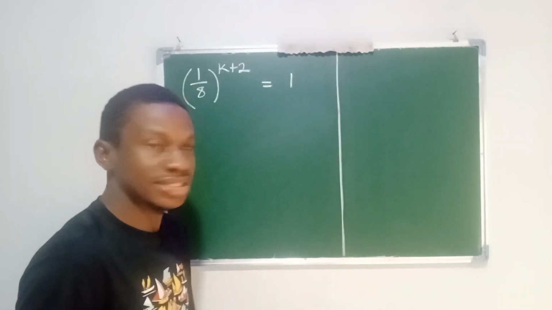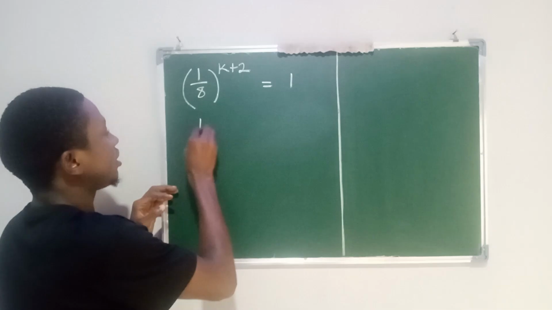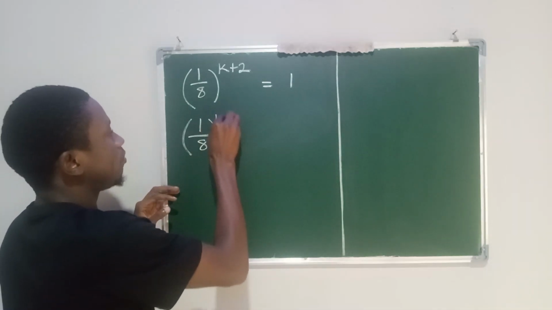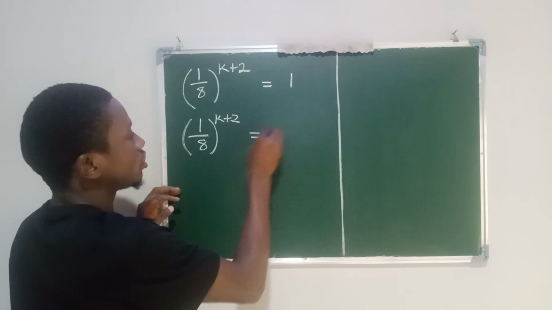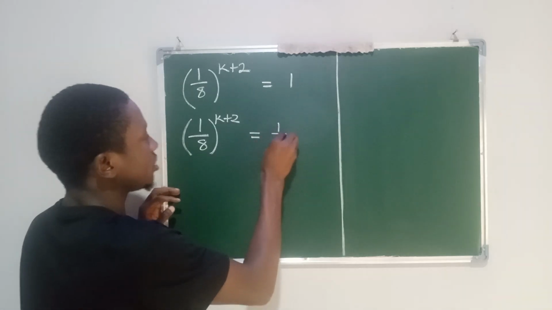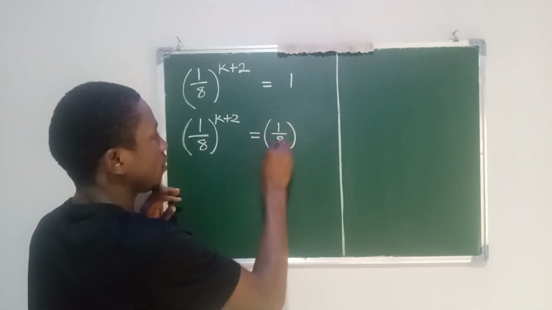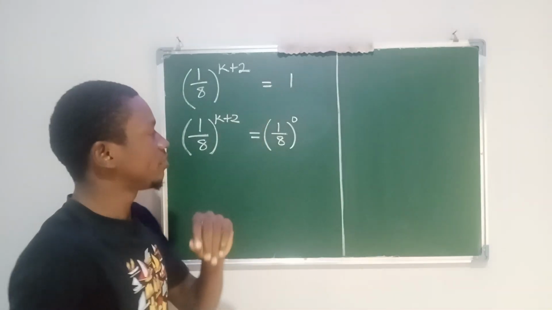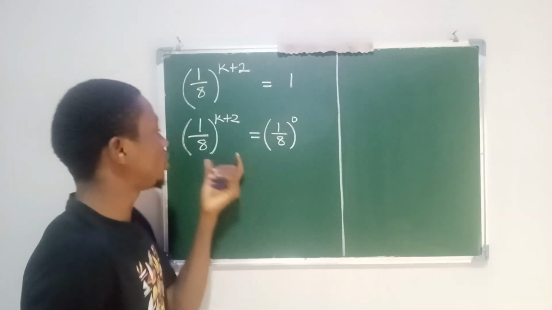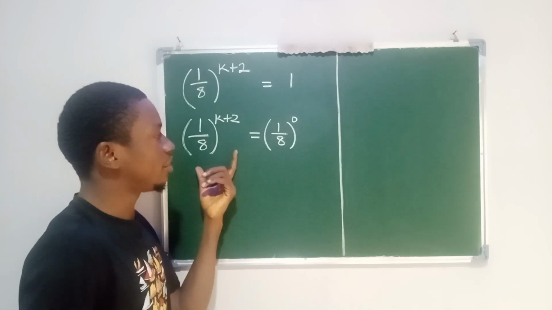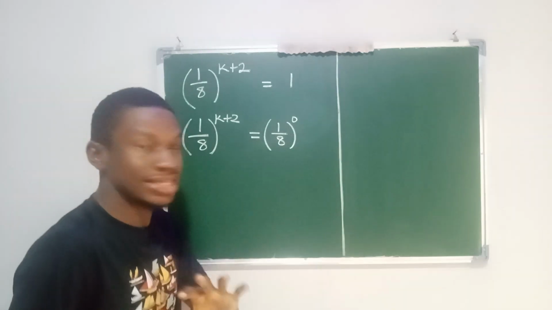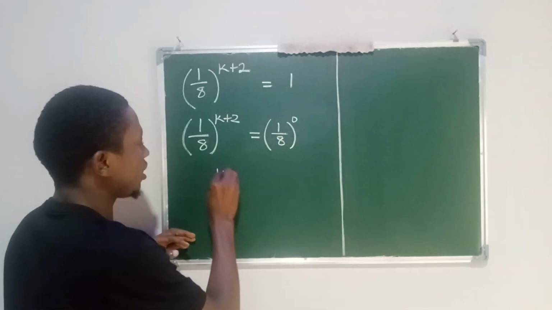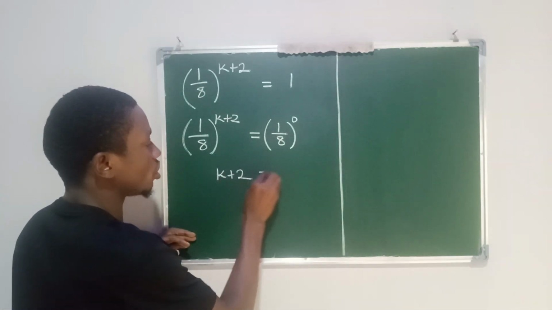So let's rewrite the equation, and then we have (1/8)^(k+2) = (1/8)^0. So this equation is the same thing as this equation. Now, we've achieved our goal of trying to make the bases the same. Since the bases are the same, we can now equate the powers, and then we have k + 2 = 0.